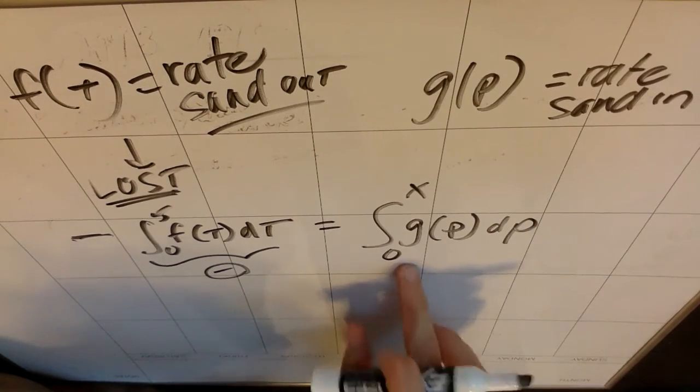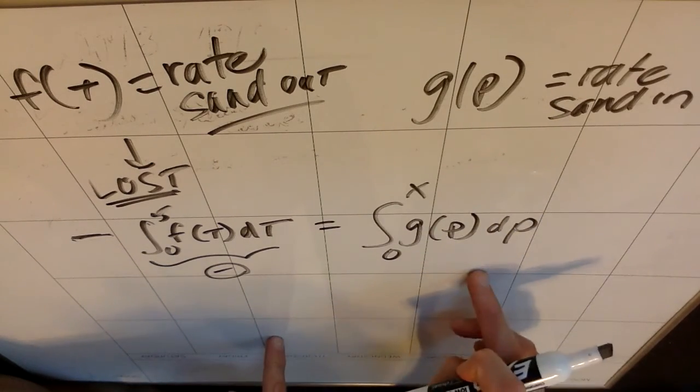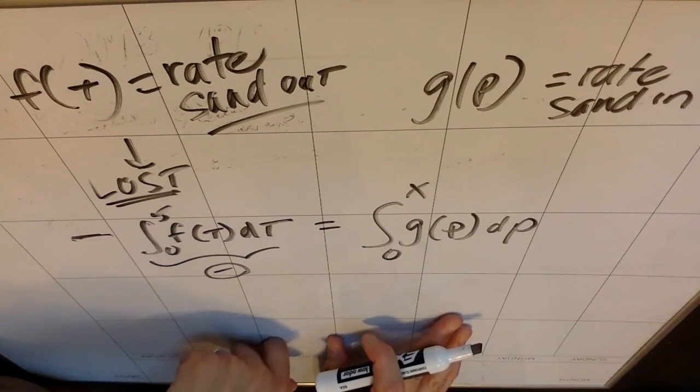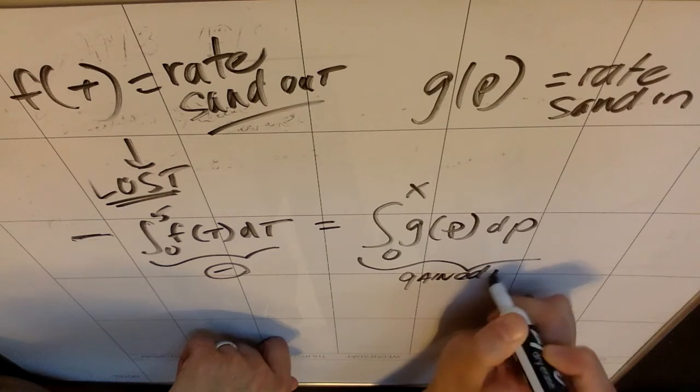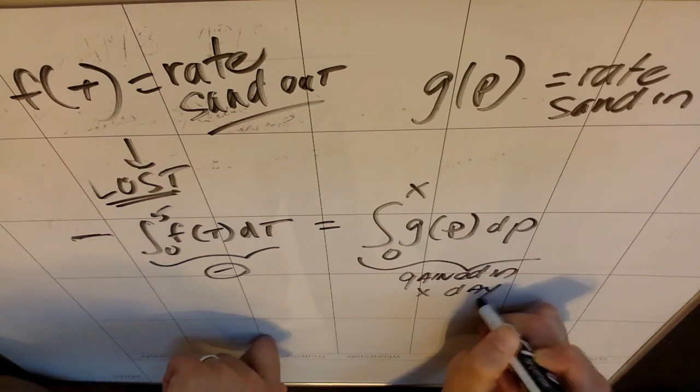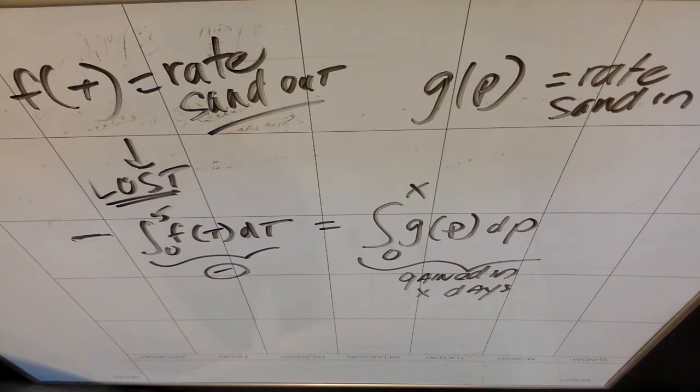This 0 is day 0 when the pumping, or when the replacement sand starts. x is the number of days after. So this is how much I would have gained in x days, right?